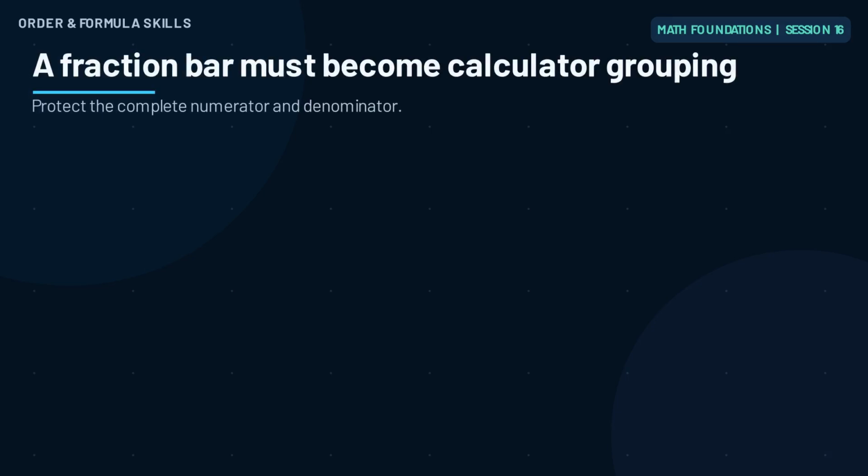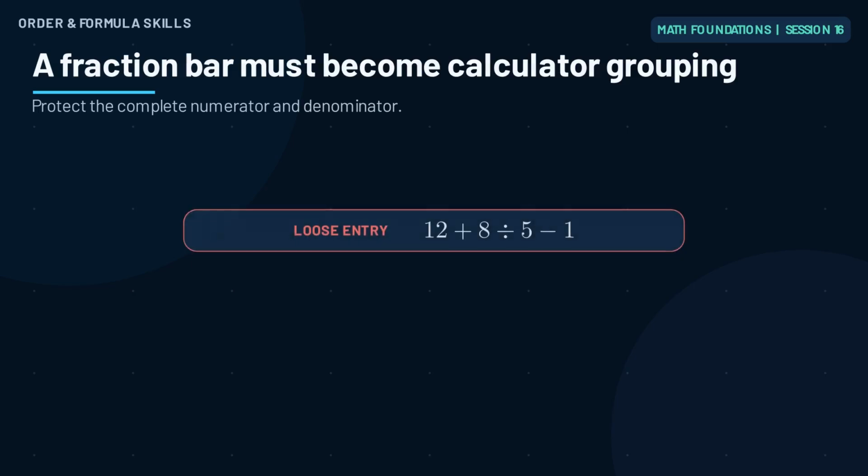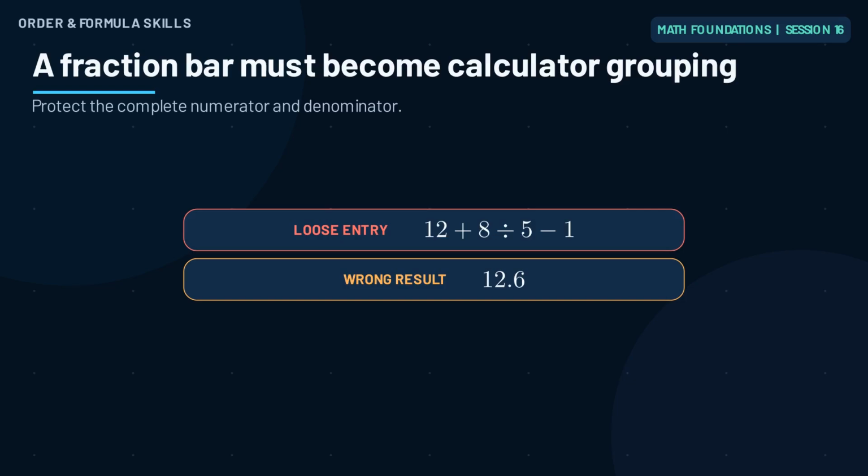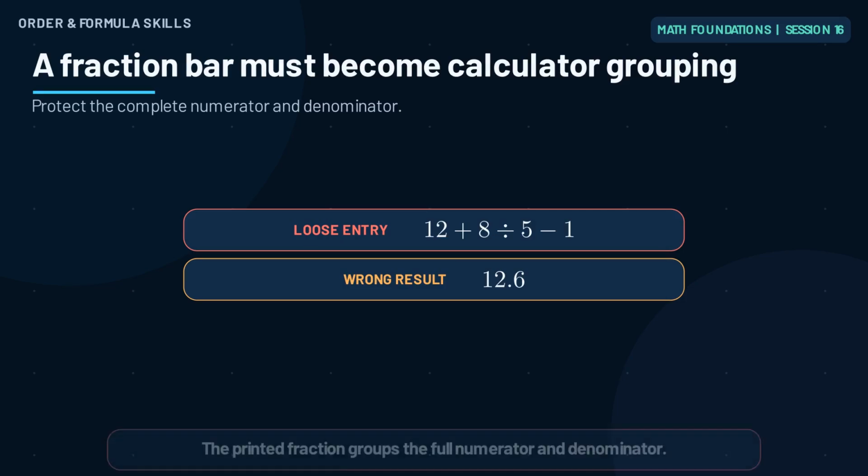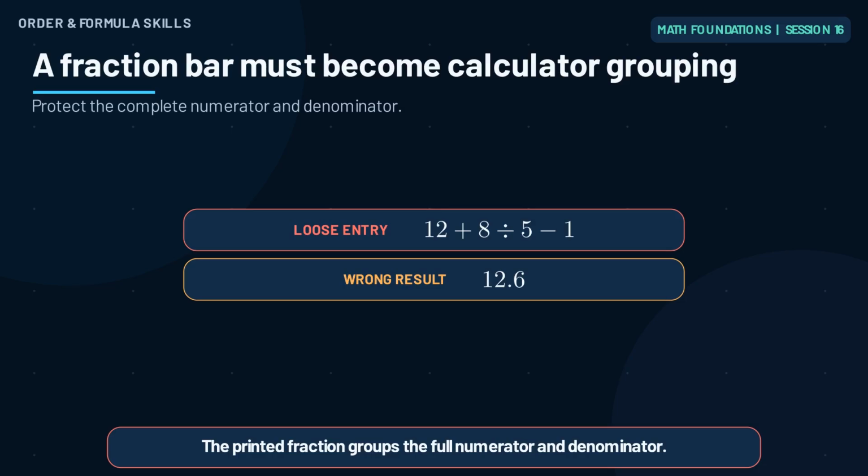Unexpected calculator results often come from entering a fraction without protective parentheses. For 12 plus 8 over 5 minus 1, a loose entry may type 12 plus 8 divided by 5 minus 1. That key sequence follows a different structure and produces 12.6. The fraction bar groups the complete numerator and complete denominator.